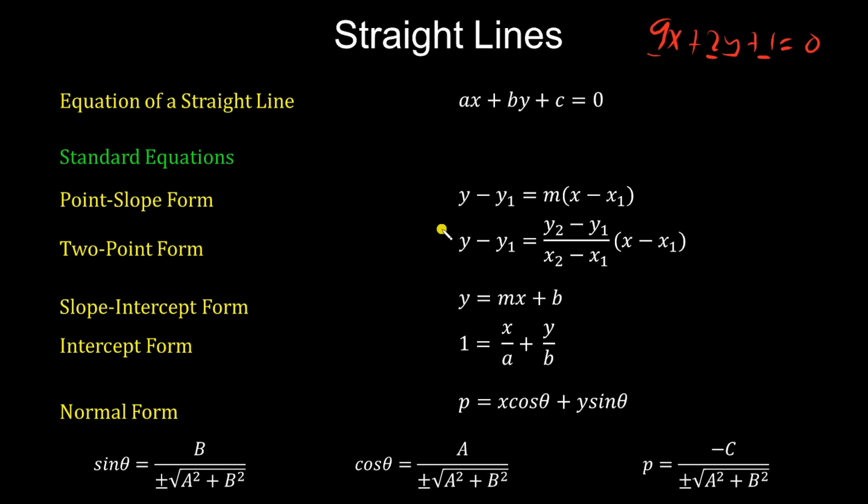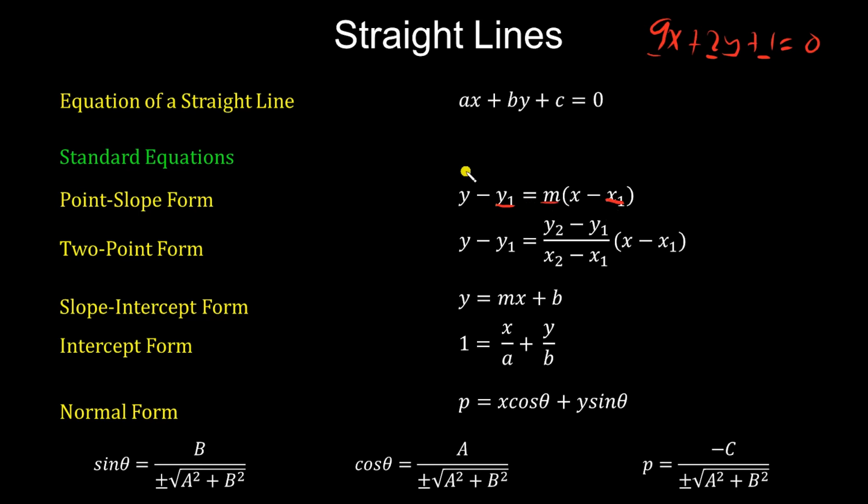Meaning to say, class, if they ask you for the equation of a line, which form you will use depends on what is given. So if the given in the problem is, for example, what is the equation of the line, and what is given is the coordinates of a point and its slope, we have here the point-slope form. This is the slope, and this is the coordinate of the point. So just substitute, class, and that is the equation of the line.